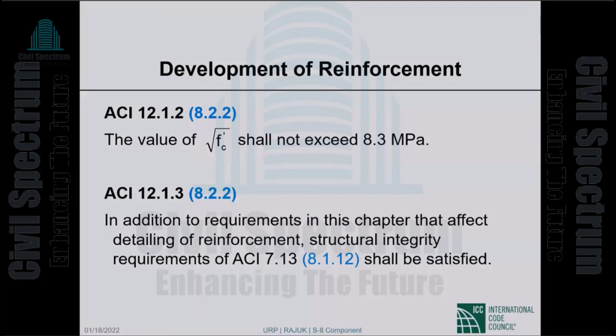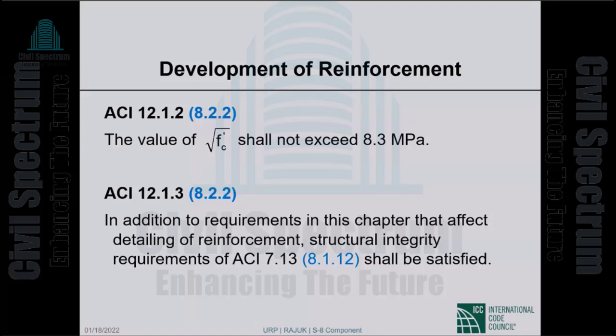In the case of shear, there was an exemption. If you use higher strength shear reinforcement, then the limit doesn't apply. In the case of bond and development length, there is no such exception. So this is an absolute limit. In bond or development length calculations, I should say, square root of F sub C prime is limited to 8.3 megapascals.